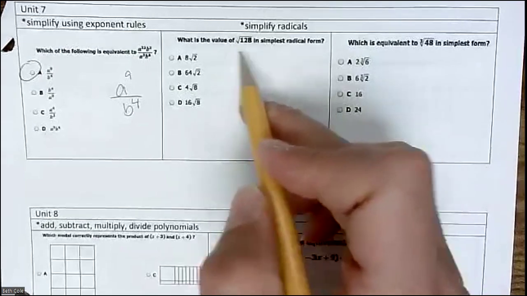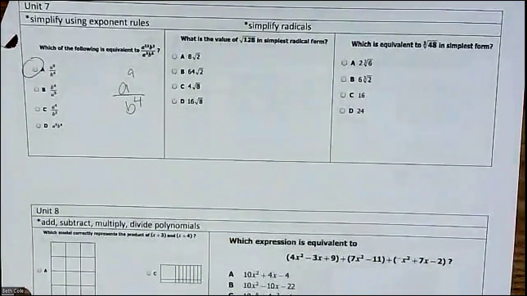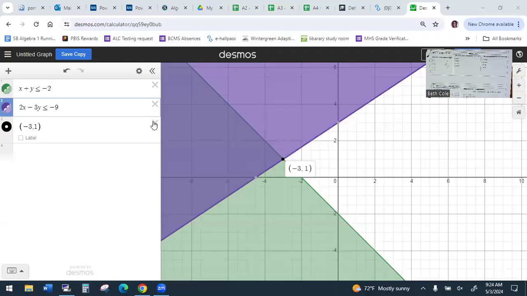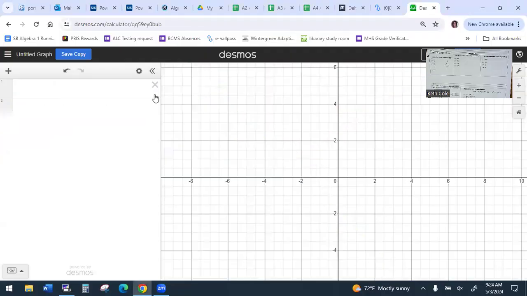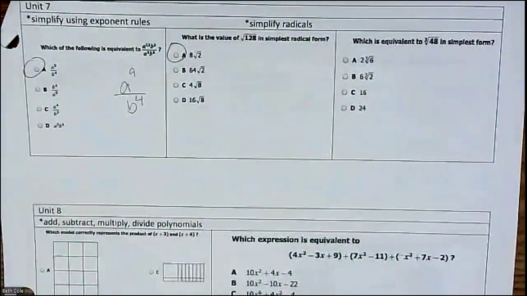Do you see any variables in this? Are there X's and Y's? No. So guess what we're going to do? Put it in Desmos. Okay, so I'm going to type, and this one's a square root, but do you guys remember how to type a cube root? CBRT is cube root. All right, so I typed in the square root of 128. So the first one is 8 square root 2. Does that match? Yay, that's the first answer. That's how you do this. It's a lot simpler now.